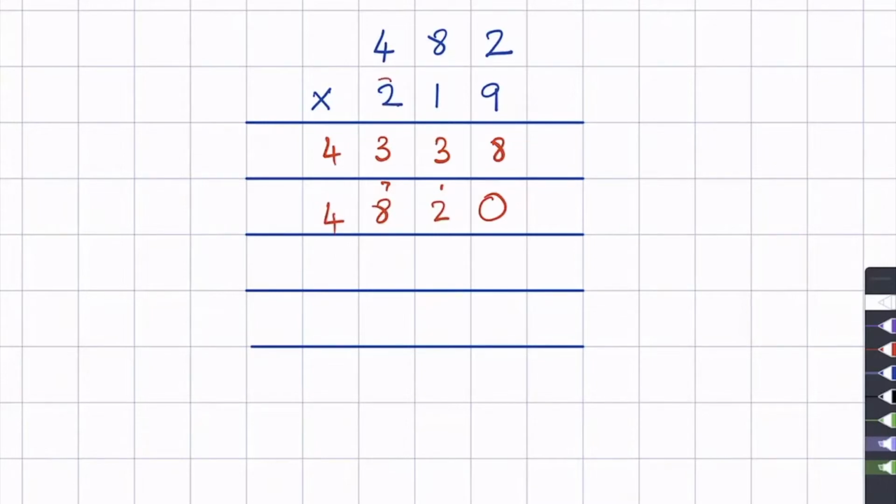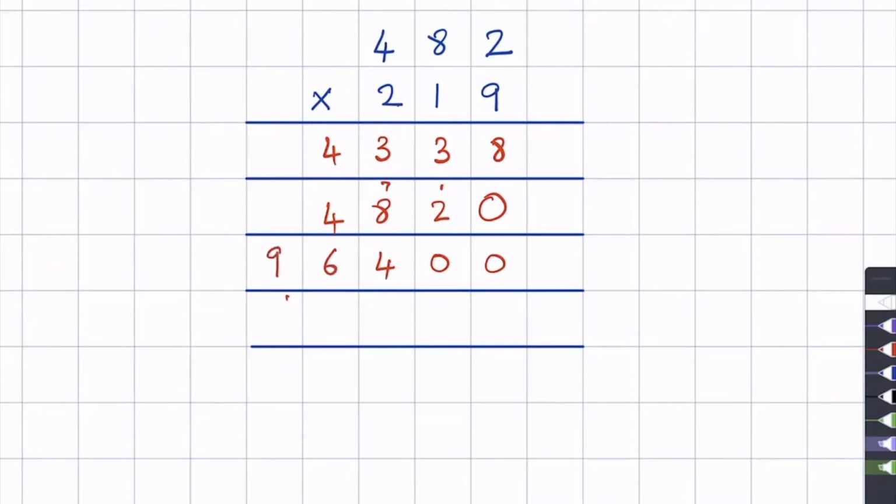Then we move to the 2 there. Because we move to another number, we start a new line. This time we have to start with 2 zeros. 2 times 2 is 4, 2 times 8 is 16, carry the 1, 2 times 4 is 8, add the 1, which is 9.